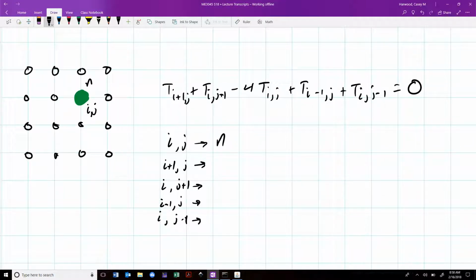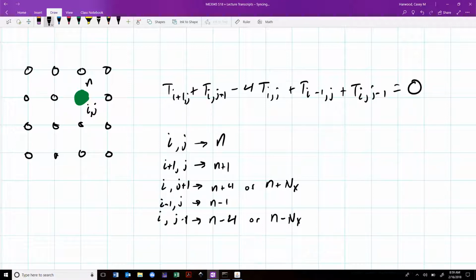so i, j is n. i plus 1, j would mean the one to the right, so this is just going to be n plus 1. i, j plus 1 means the one above it, so this is going to be n plus 1, 2, 3, 4. In other words, it's going to be n plus 4, or little n plus nx, the number of grid points in the x direction. i minus 1 means one to the left, so this is n minus 1. And then j minus 1 is right below, so similarly this is n minus 4, or more generally, n minus nx.